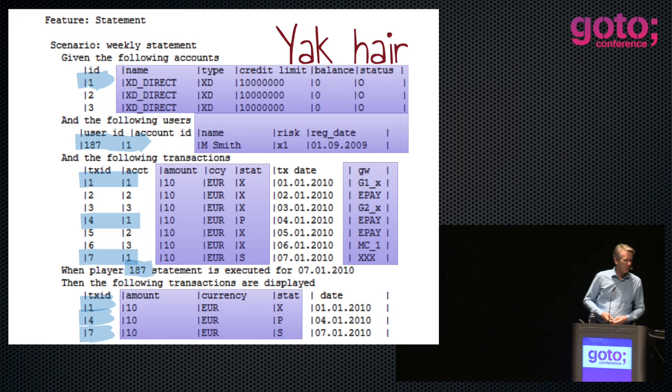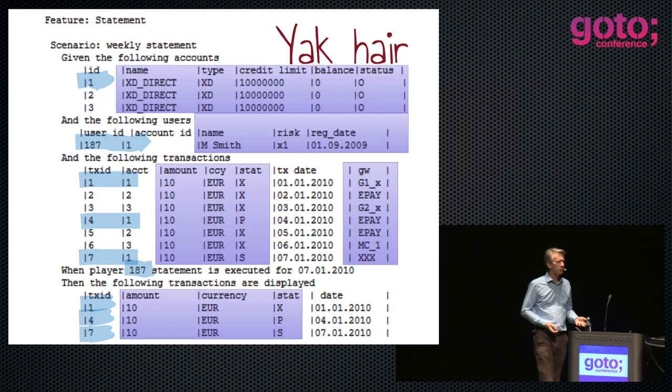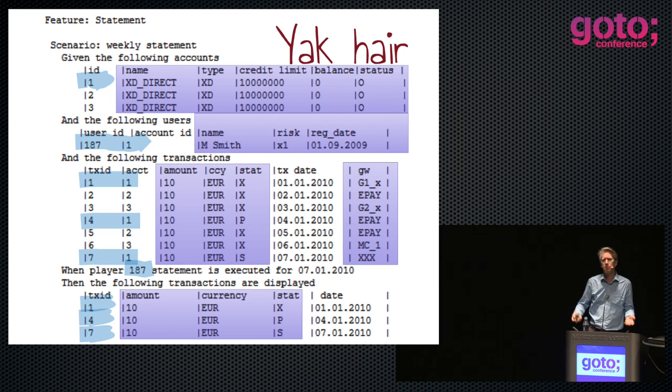Well, in our first givens, we're creating some accounts, saying given the following accounts. Notice that there's a whole lot of repetition in there. We've got three accounts that all seem to be identical. They all have the same name, the same type, credit limit, balance, and status. And we don't have any explanation of why we need those things.